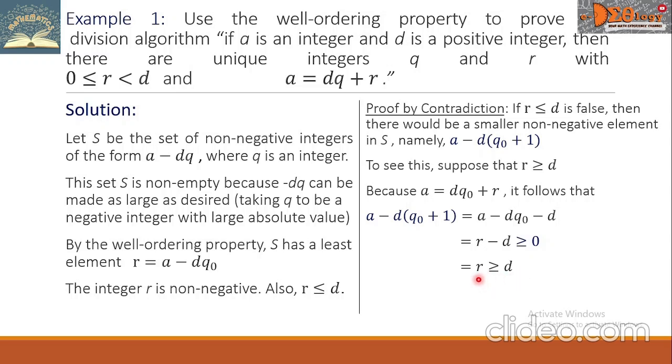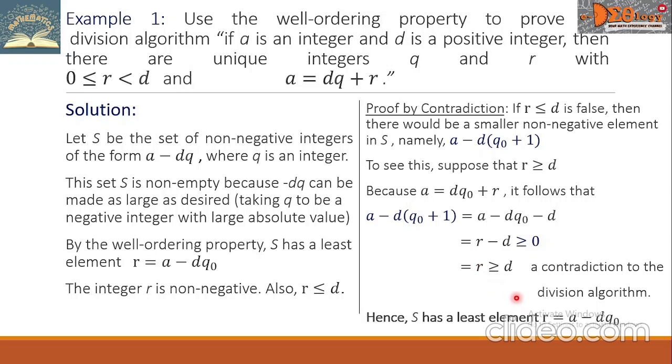Remember, r is the remainder and d is the divisor. With this greater than or equal to symbol, this is a contradiction to the division algorithm. Hence, S has a least element, and that is r equals a minus d times q sub 0.